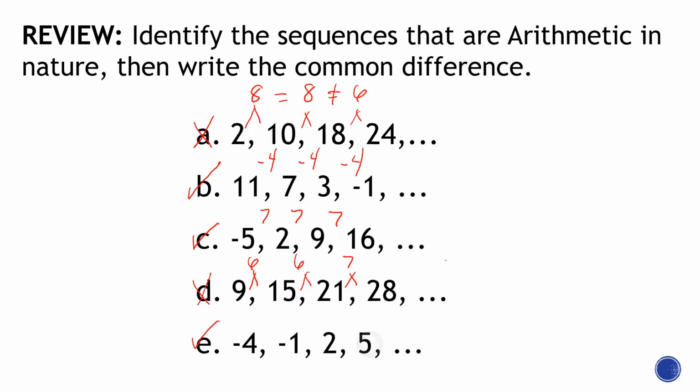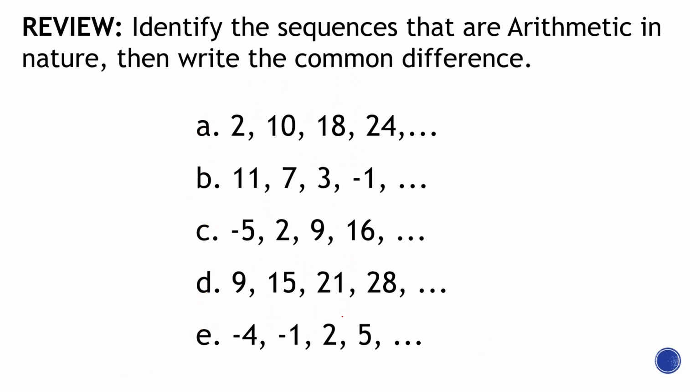That is right. It's an arithmetic sequence. From -4 to -1, that's +3. From -1 to +2 is +3. And from 2 to 5 is obviously 3 also. Okay? So here I will show you 6 problems that involve arithmetic sequence. We are solving for the unknown variable.